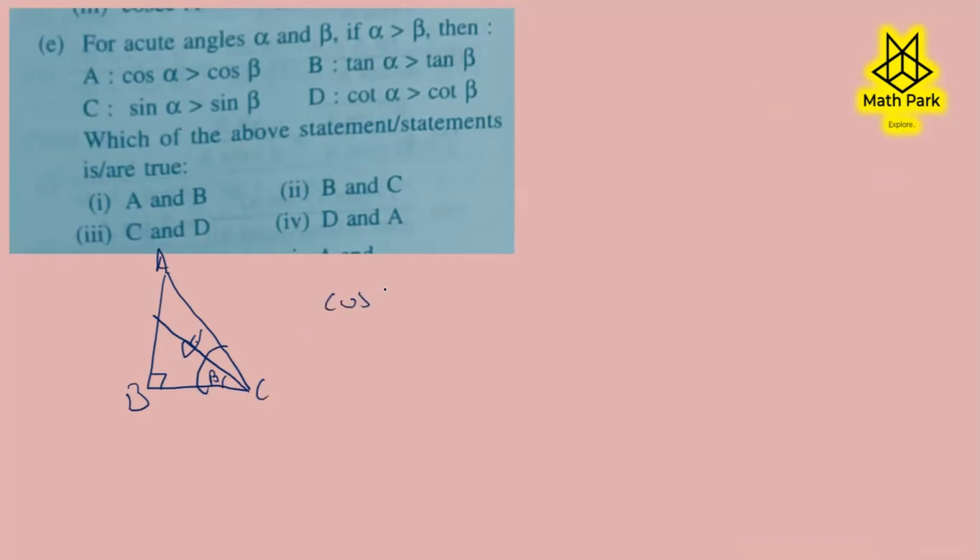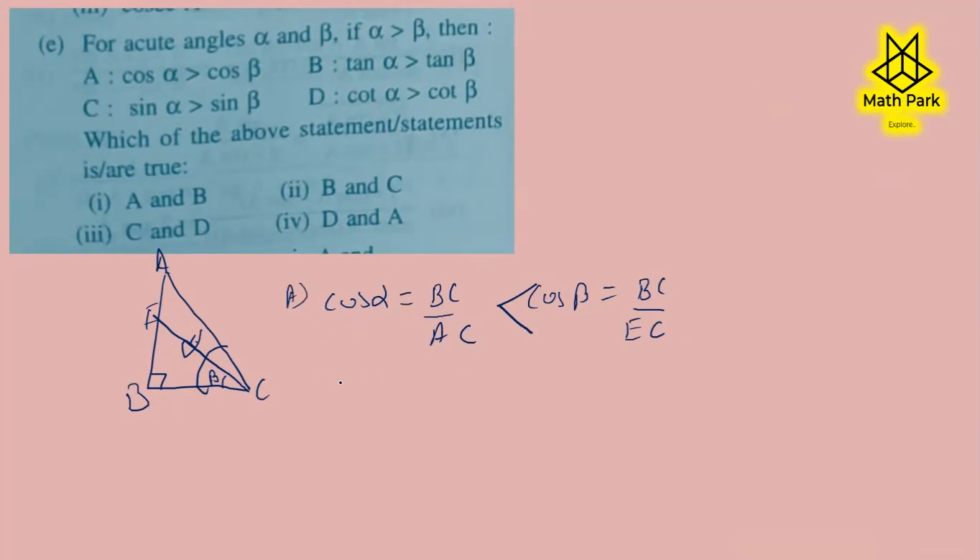Now cos alpha is adjacent upon hypotenuse, that is BC upon AC, and cos of beta is adjacent, that is BC upon, let us take this as E, so EC. So you can see that the denominator here is the smaller, the numerator remains same. So cos alpha is going to be lesser than cos beta. So this was A option. Let us see what happens over here.